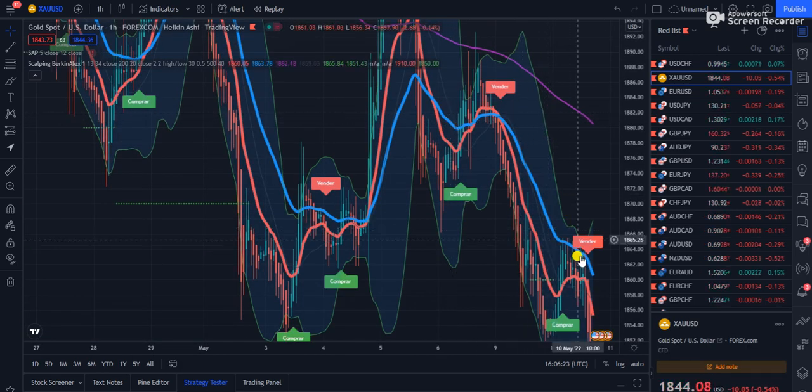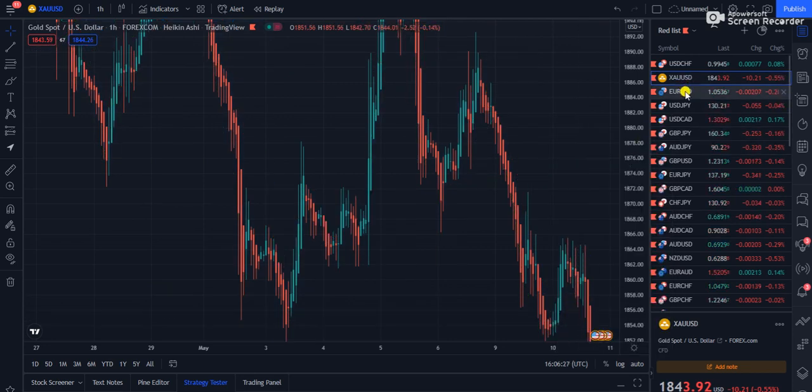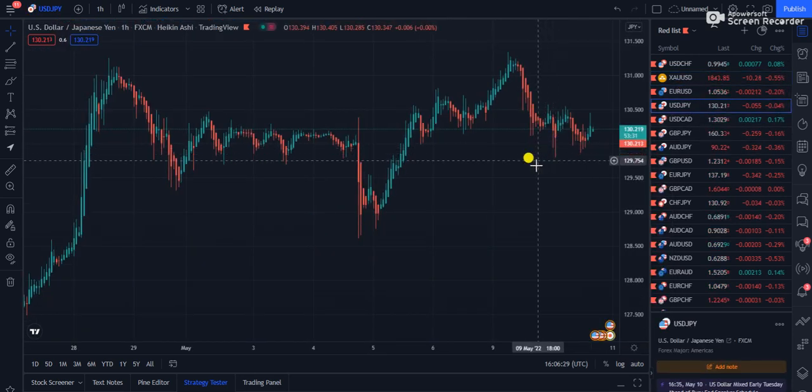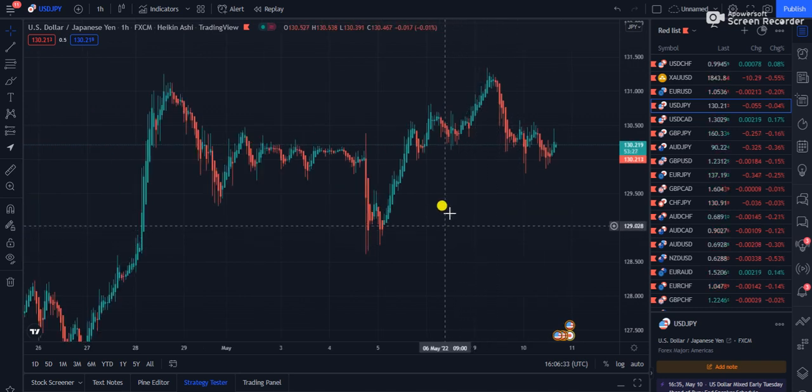Okay, so I'm back here. Let me delete the indicators, because I'm giving the signals based on the price action and not the indicators. Okay guys, we are on to the USDJPY chart.